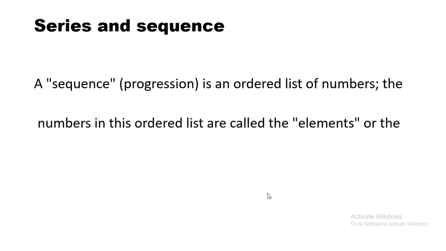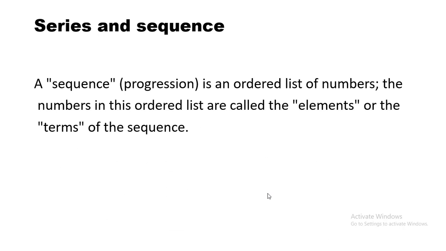So let's get started. First of all, we need to know what exactly a series and sequence is. Now, a sequence or progression, so sequence is actually called progression as well, is an ordered list of numbers. The numbers in this ordered list are called the elements or the terms of the sequence. Or you can say that in mathematics, a sequence is an ordered arrangement of numbers. So the numbers are written in certain orders.